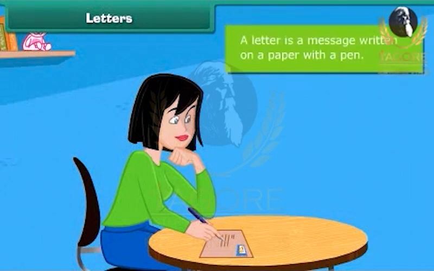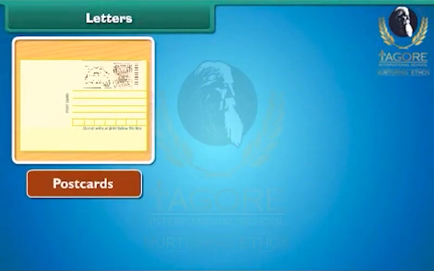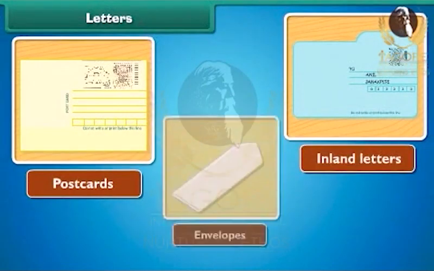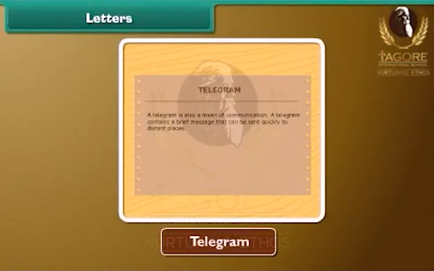You must have used a paper and pen to write a letter. We use letters to exchange information with people anywhere in the world. Letters are of different types. Postcards, inland letters, and envelopes are the most common. Have you heard about a telegram? It is a type of letter that contains short messages and reaches faster than a letter.